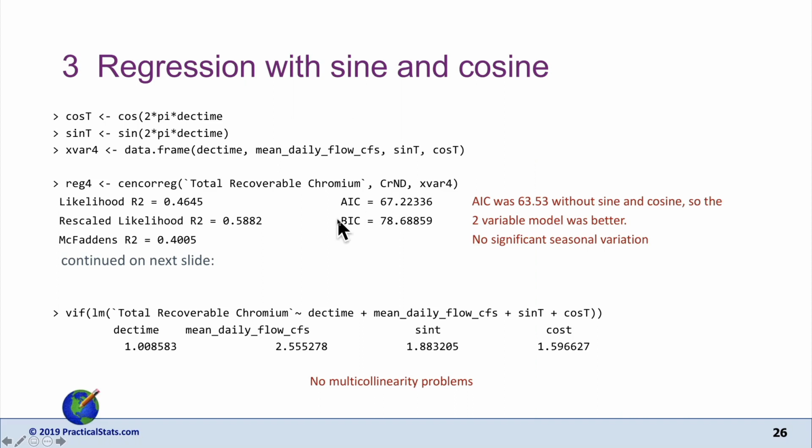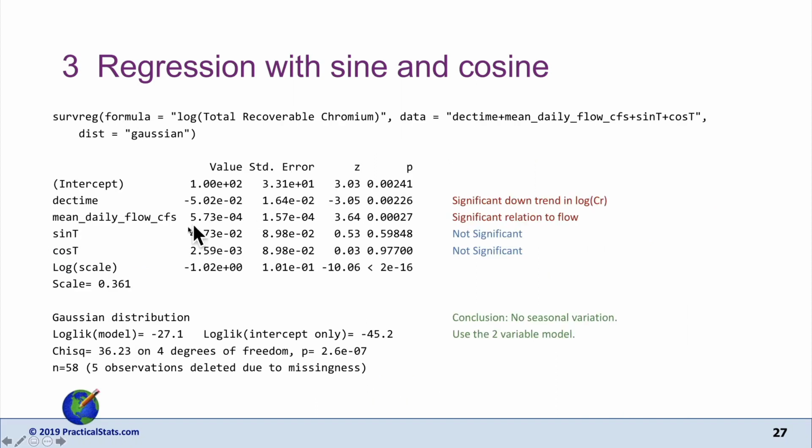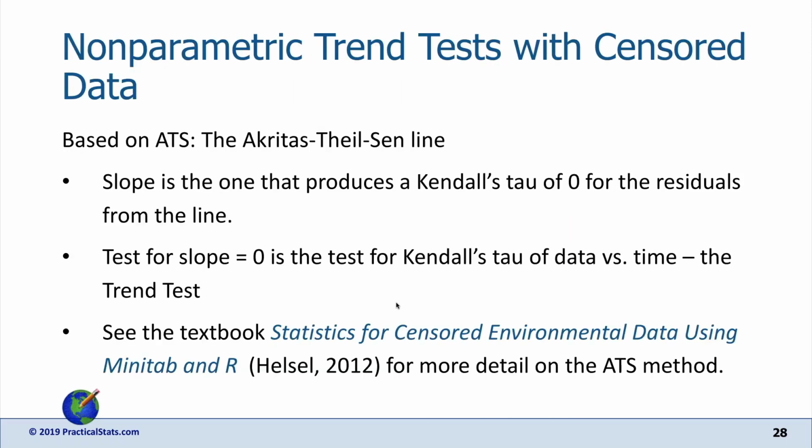The VIFs are all good. The slopes are significant for decimal time and mean daily flow. They're not significant for the sine and cosine. That's not surprising given that AIC. So we would say there's no seasonal variation other than that one that is inside of the flow pattern. So we don't add additional terms. So that's the regression kind of approach.